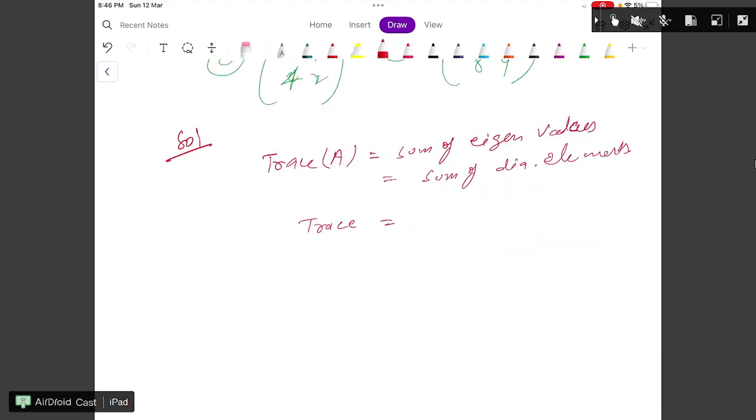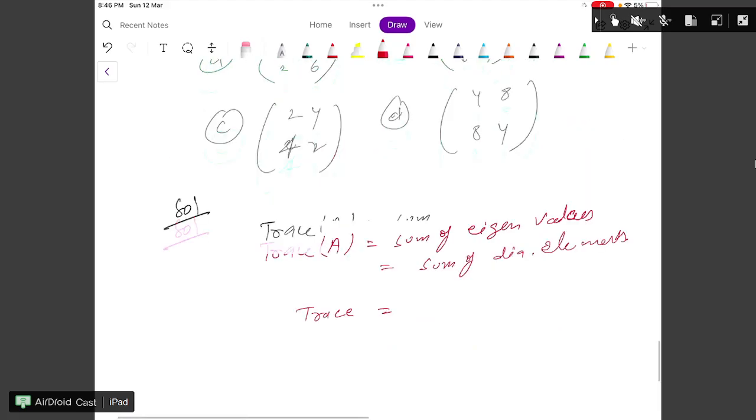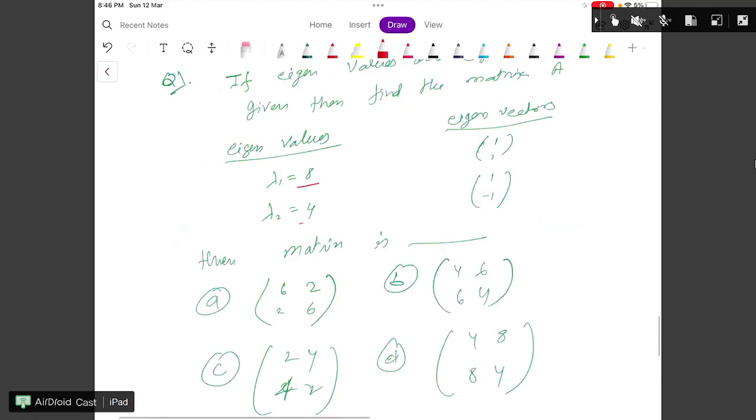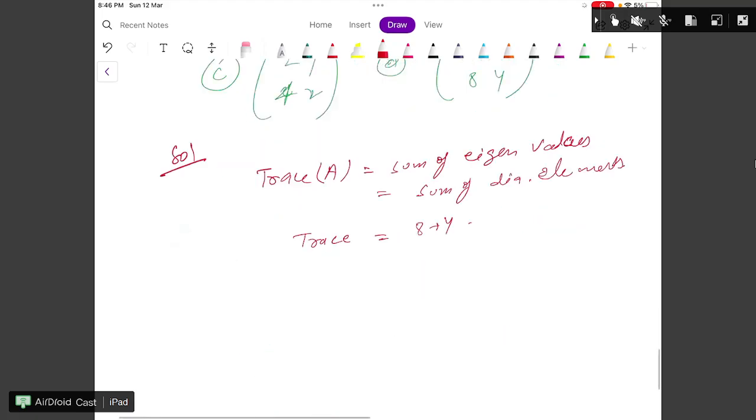The eigenvalues are given in the problem: 8 and 4. These are the two eigenvalues. 8 plus 4 is equal to 12. So this is the trace of A. Now we all know Ax equals lambda x. We all know this equation.